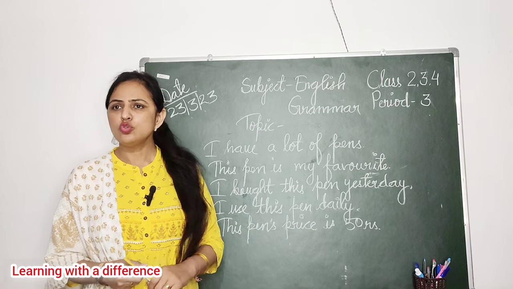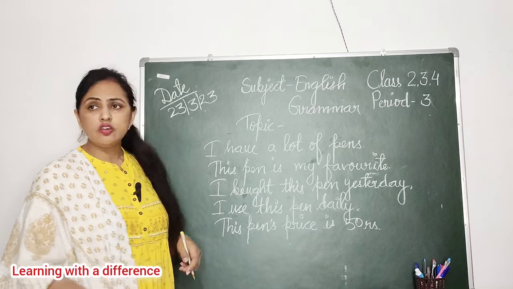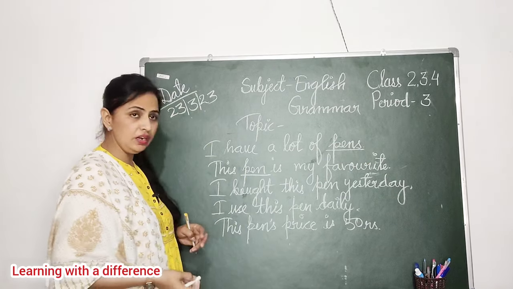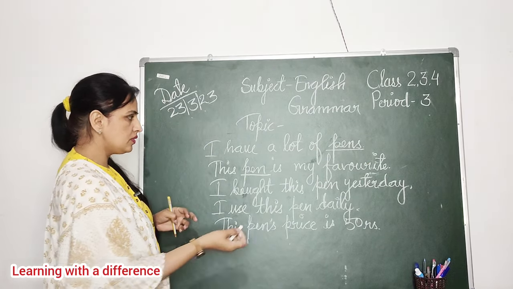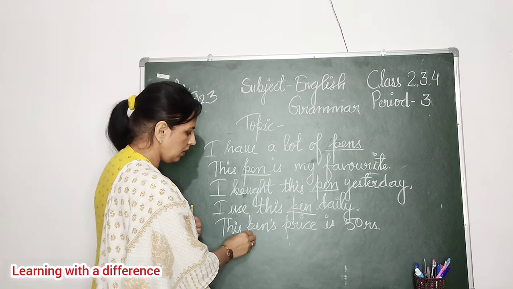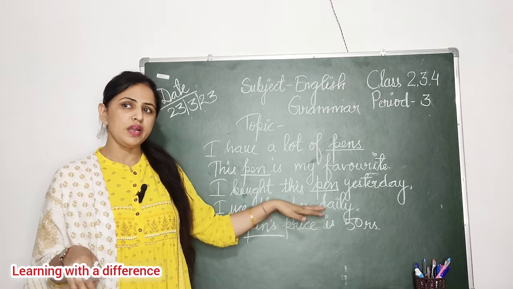Very good. So, what is noun here in this paragraph? I have a lot of pens. Yes, pens. Pen. Again, very good. Pen. Right? Then also pen. Very good.